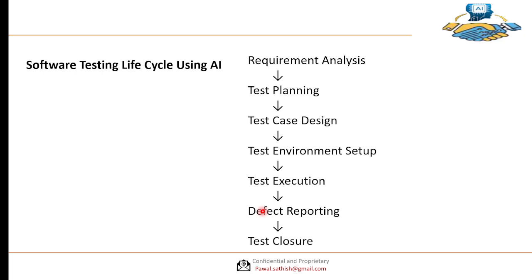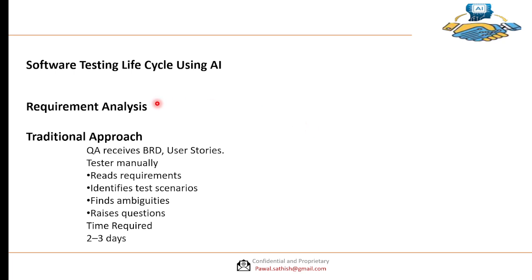Now, if you see the traditional software testing life cycle, first requirement analysis, then test planning, test case design, test environment setup, test execution, defect reporting, and test closure. As part of today's session, we'll cover the first three phases, that is requirement analysis, test planning, test case design, and how AI is used in STLC. First we'll start with requirement analysis.